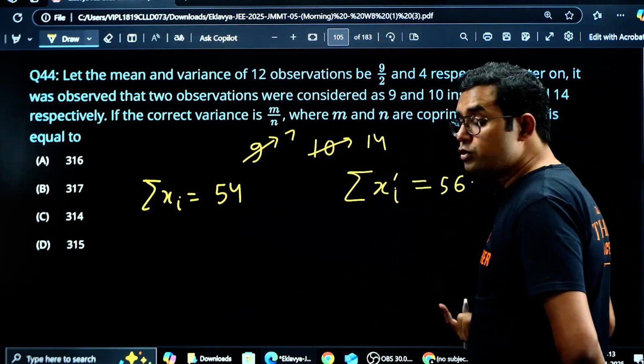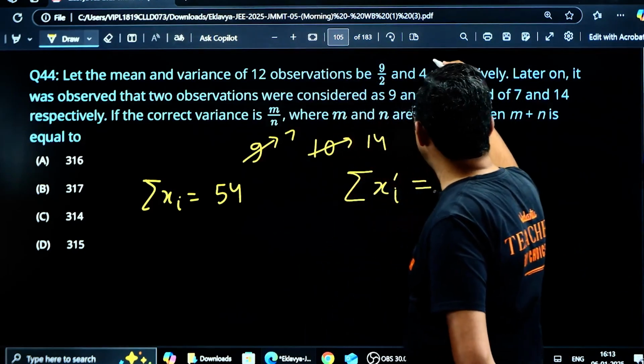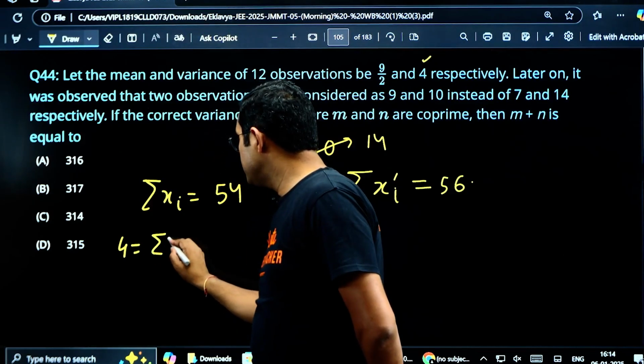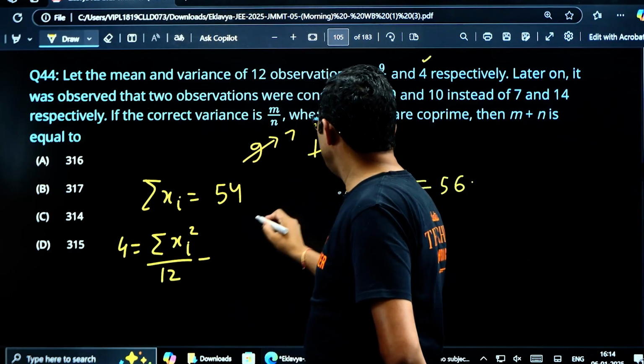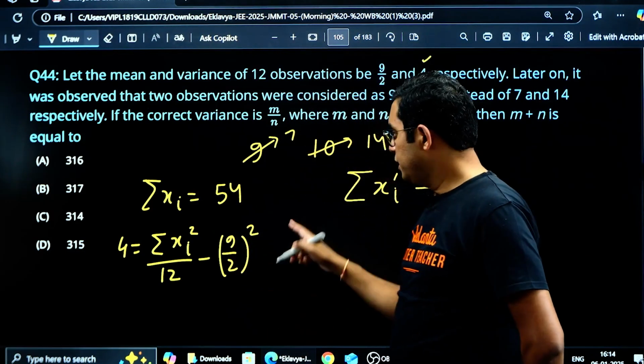Now we also need the sum of squares, and for that we are given the variance. So here the variance is 4, and it will be equal to sigma xi square upon 12 minus the mean, which is 9 by 2, whole square.